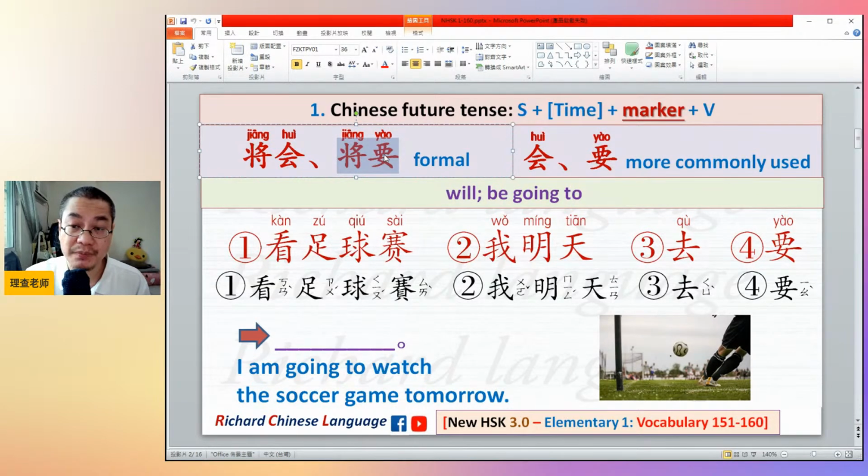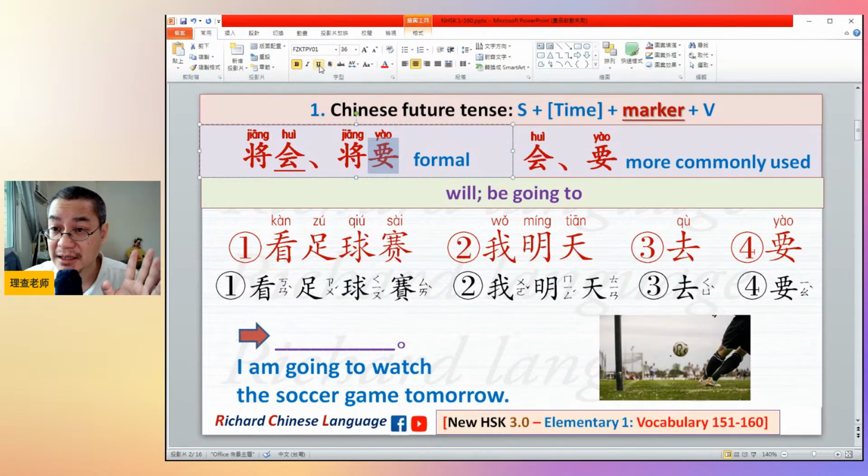将要. But I have to tell you, we don't really say 将会 or 将要 in our casual, informal daily conversation. When we use 将会 or 将要, of course that means will or be going to, but that sounds very formal to me. So what's the casual way, the daily usage way, to express the future tense? That would be 会 only and 要 only.